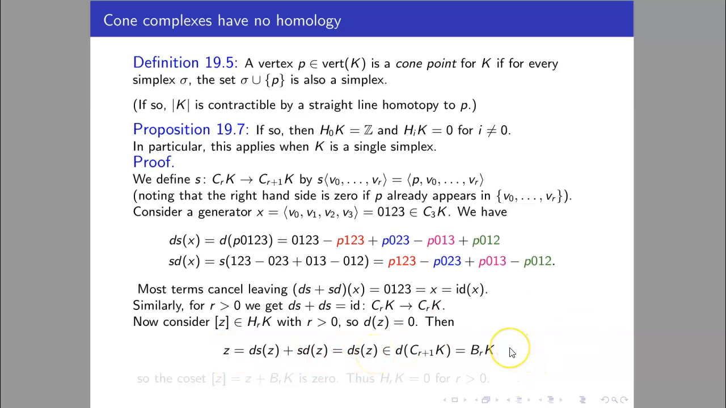In other words, it's in the boundary group BrK. But remember, this square bracket z just means the coset z plus BrK. And if z is actually in BrK, then that counts as the 0 coset. So what we've seen is that any element of this HrK is just the 0 element. Okay, so this group HrK is 0 when r is strictly positive.